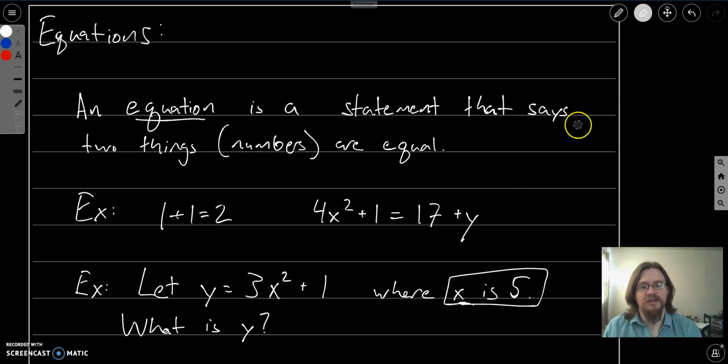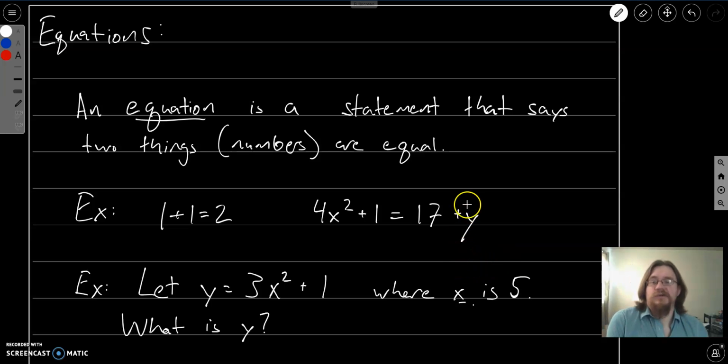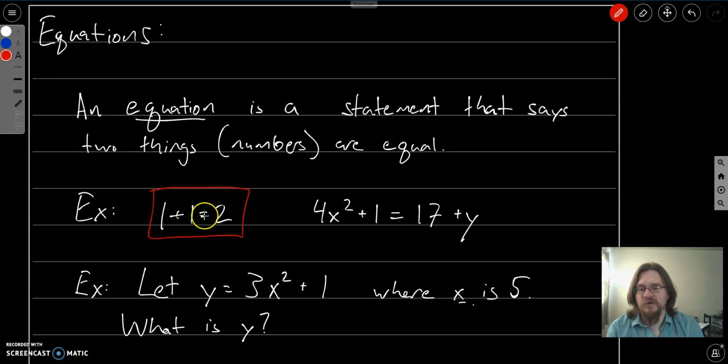Hello and welcome back. In this video we will be looking at equations. So an equation is any statement that's going to say that two things, generally numbers, are equal. So for instance, we have one equation on this side which says that 1 plus 1 is equal to 2. This is true. We know this.